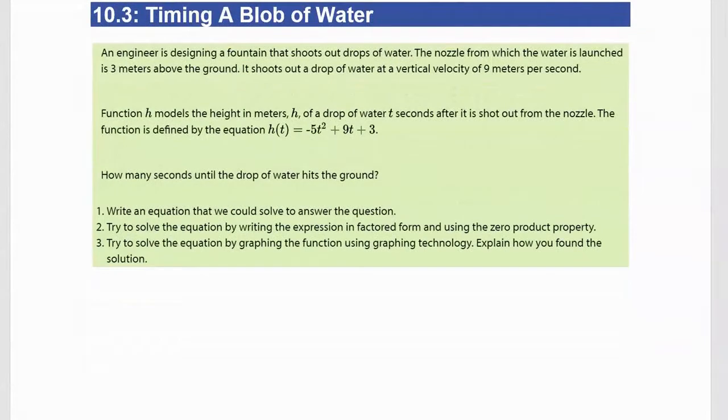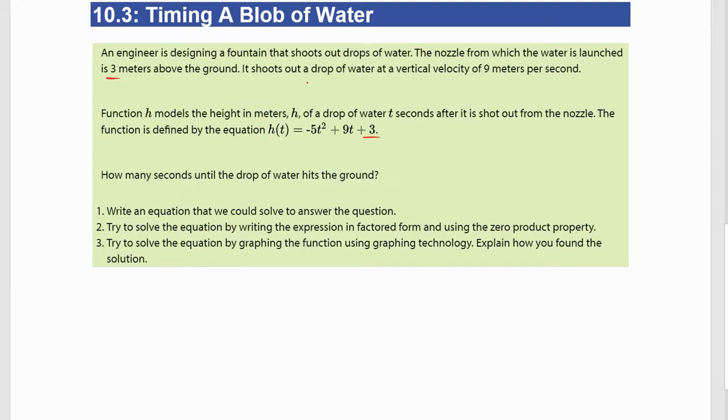All right, so what is this one? Timing a blob of water. Sounds fun. All right, so an engineer, so this is context. Good, we haven't seen context in a while. An engineer is designing a fountain that shoots up drops of water. The nozzle of the water is launched 3 meters above the ground. I guess that's why this plus 3. 3 meters is pretty high. What is that, 9 feet?